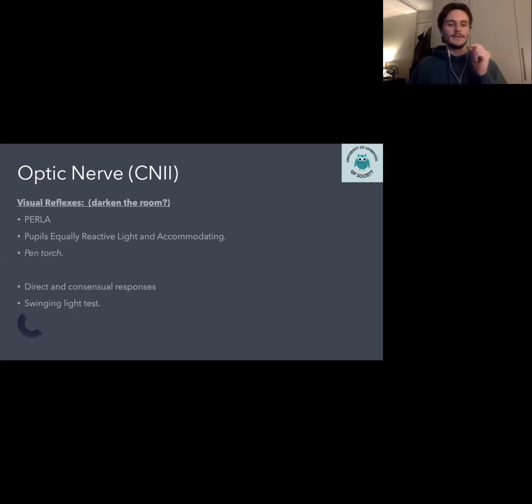And so this is going to involve separating the two eyes of the patient and shining the light in the left eye first, for example, observing the direct response. So that's the pupil that you're shining into, and you're trying to see whether that pupil constricts. And then you're going to remove the light, let the pupils relax, and then put the light back into that eye, and this time observe the consensual response in the other eye.